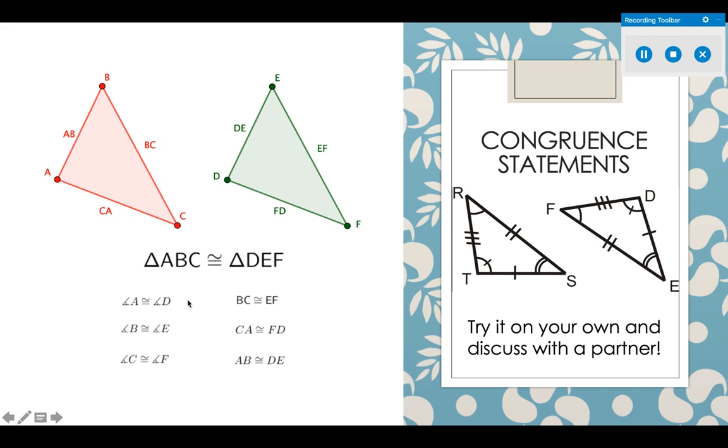For any given pair of triangles, you're going to have 6 congruence statements, 3 for the angles and 3 for the segments. So here's an example of triangles, and they are congruent. Now you have to write your own 6 congruence statements, and once you're done, discuss that with a partner.